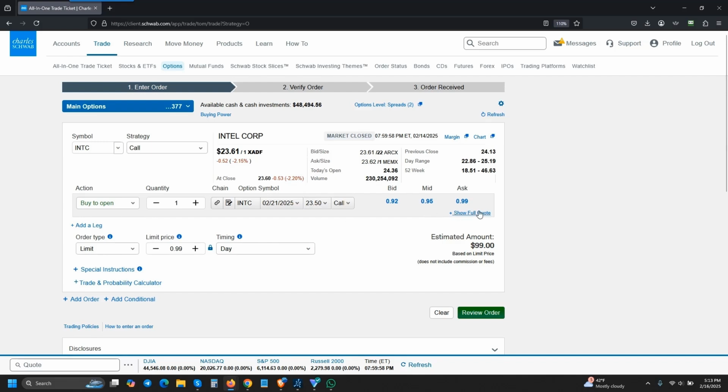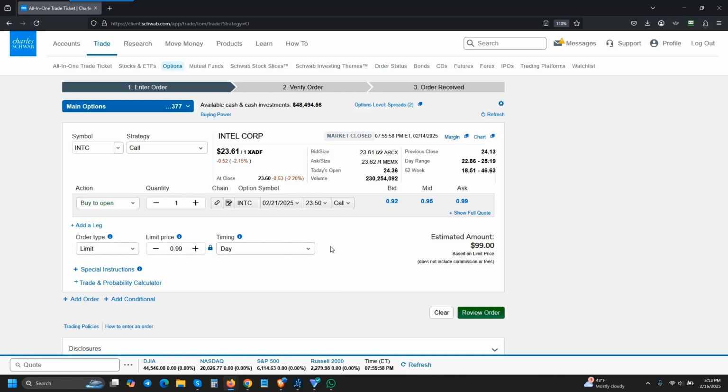You can see that the ask price is 99 cents. I have one option that represents one contract of 100 shares, and therefore the estimated amount I would pay is $99 because it's just showing my price at 99 cents down here. We can adjust that in a minute. But just so you realize, when you see the 99 cents, you've got to multiply that by 100 because you're controlling 100 shares of Intel.